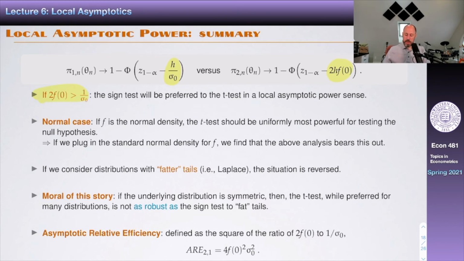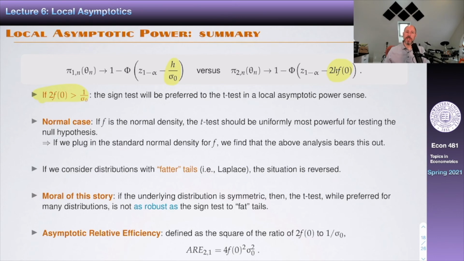So if you instead consider distributions that have fat tails, think about Laplace or any other distribution that has fatter tails than the normal, the situation is reversed. And the sign test has better power than the t-test. So the moral of the story is that if the underlying distribution is symmetric, then the t-test, while preferred for many distributions, is not as robust as the sign test for distributions that have fat tails.